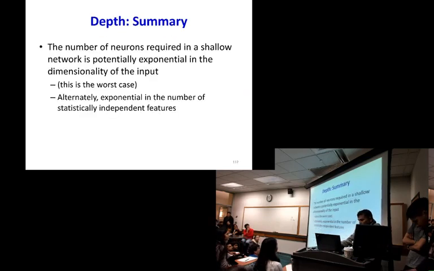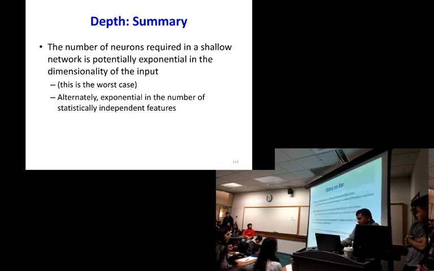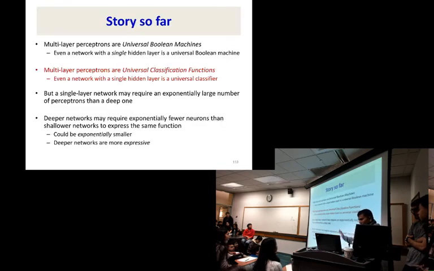So the number of neurons required in a shallow network is potentially exponential in the dimensionality of the input, or alternately, in the statistically independent features in the input. Again, all of my figures are illustrative, so don't take them too seriously. This is typical of decision models. They're meant to convey an idea. So this is just understood.